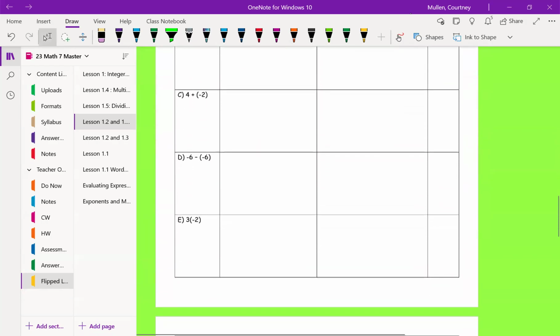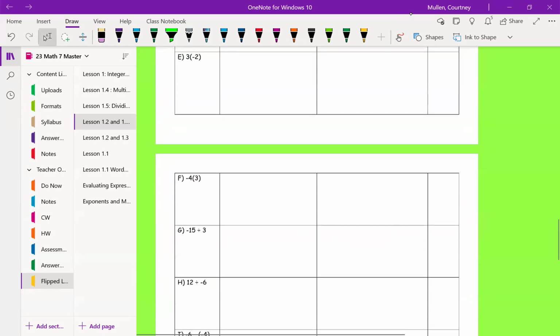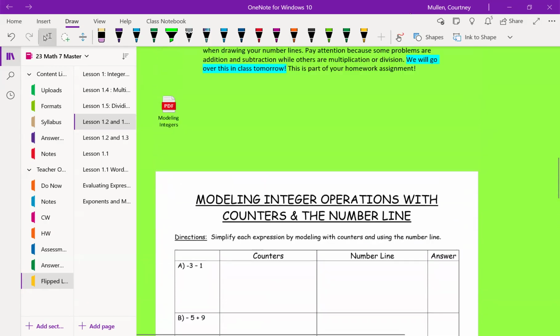This is the assignment. You should have a printed copy of it. If you do not have a printed copy of it, do it on your own sheet of paper and be sure to use a ruler.